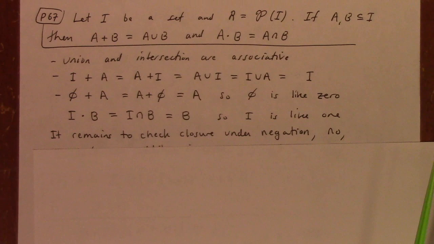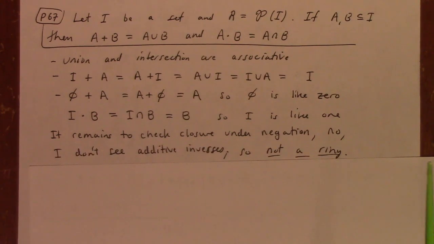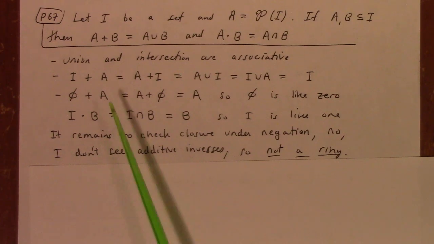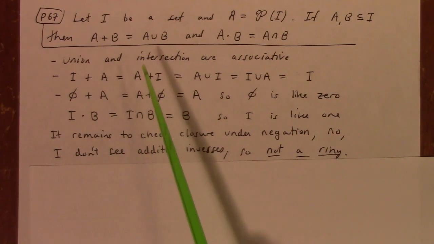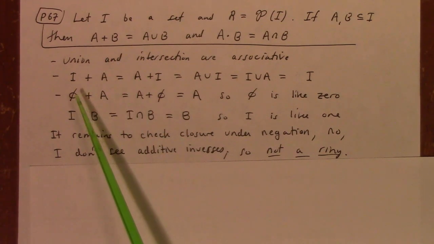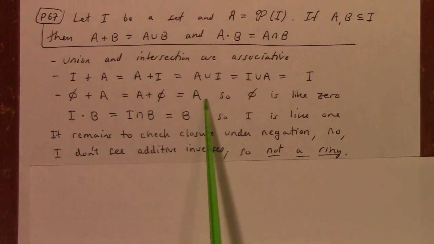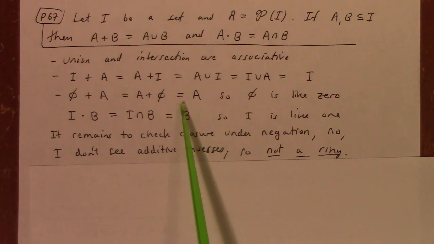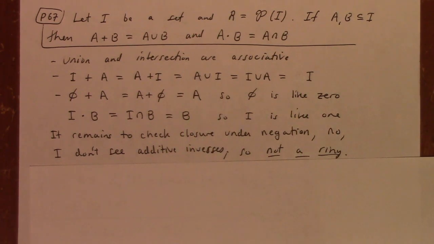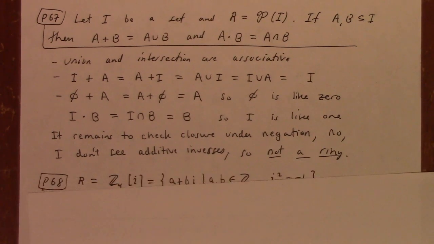So then I thought, well, okay, what's the negative? What's the negation under addition of the set? So then you're asking the question, what set can I take the union of A with to get back the empty set? And at that point I realized, oh, it's hopeless. Nope, that will not do it. So in fact, no, I do not believe this is a ring. I don't see any way you can fix the additive inverse problem.